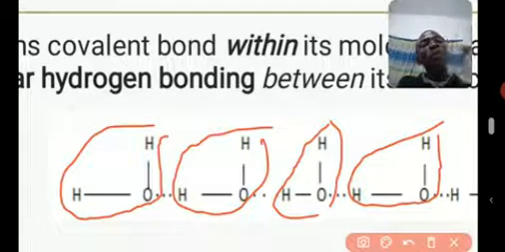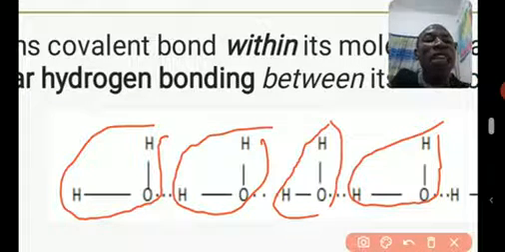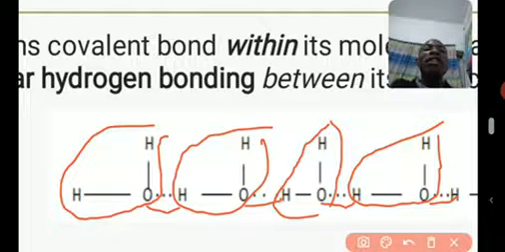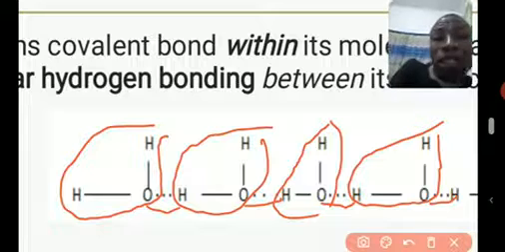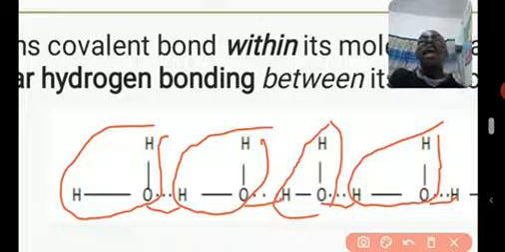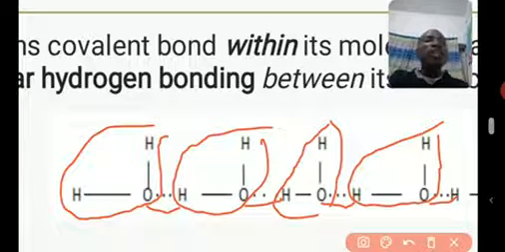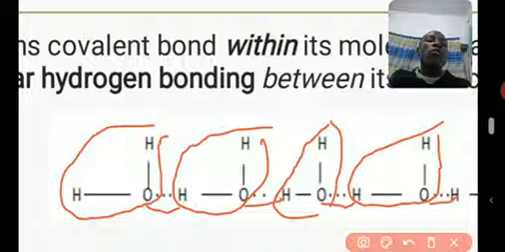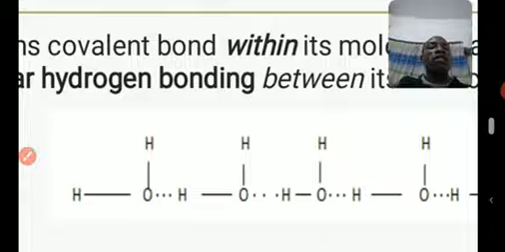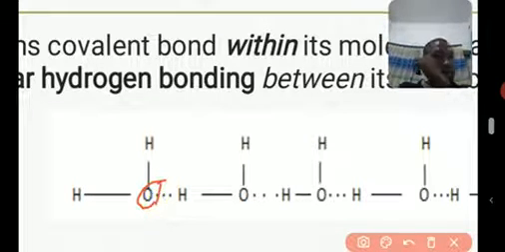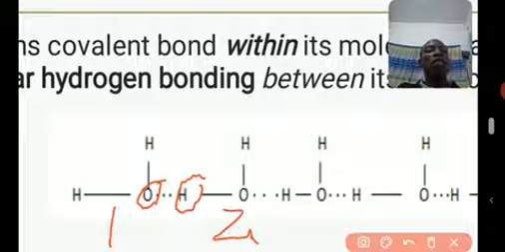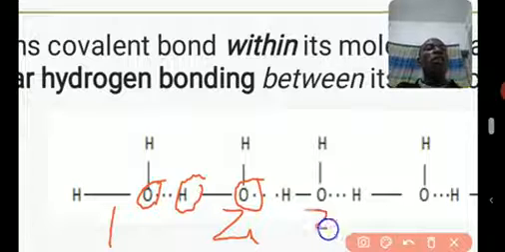intramolecular covalent bonds. But if you observe, you will see that between the two water molecules, there are dotted lines. Can you see those dotted lines? Those dotted lines are intermolecular bonds or forces, if you like, because they operate between two molecules. So it's not an intra bond, it's an intermolecular bond. It is between the atoms of one molecule of water here, and the atom of another molecule of water. You can see that this oxygen belongs to molecule one. This is attracted to the hydrogen of molecule two. You can see the oxygen of molecule two now getting attracted to the hydrogen of molecule three.